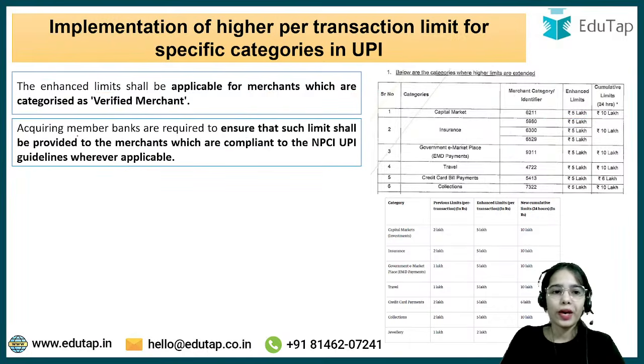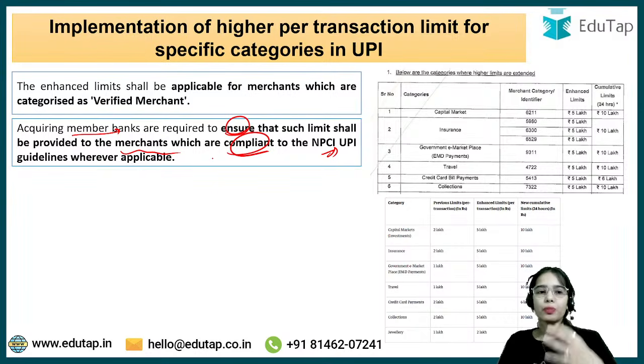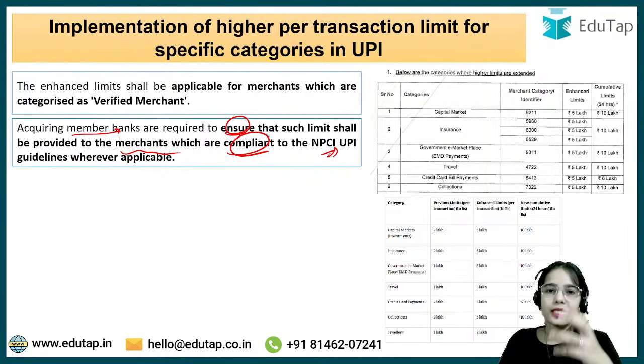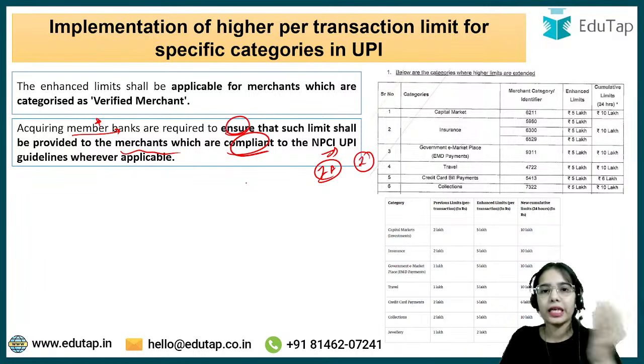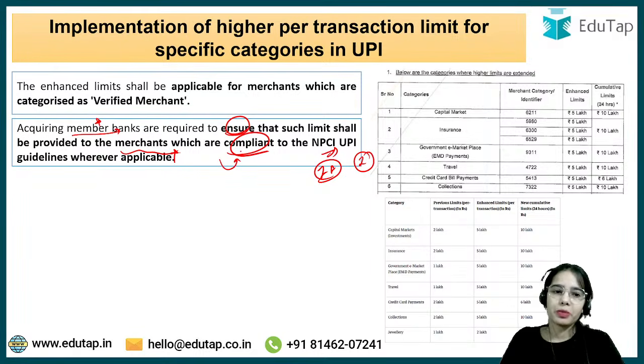Acquiring member banks are required to ensure that such limits are provided to merchants which are compliant with the NPCI UPI guidelines wherever applicable. So basically, if merchants like insurance aggregators or insurance collectors are collecting money, or intermediaries are collecting money for investment in the capital market, it has to be verified by the acquiring member bank, the collecting member bank, that their merchants are complying with the norms and the NPCI UPI guidelines.